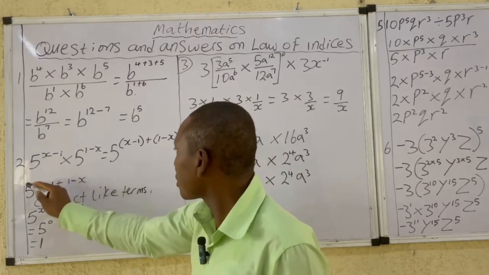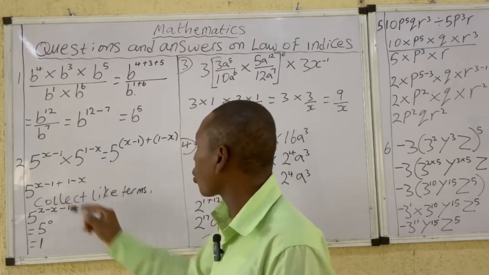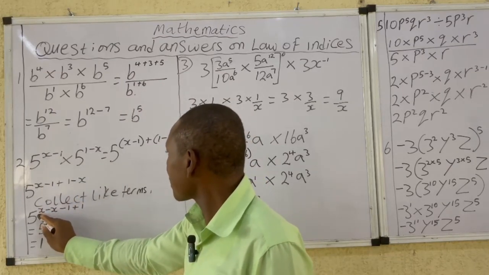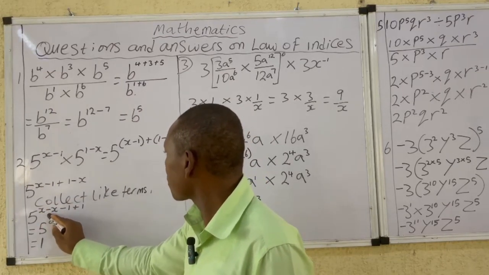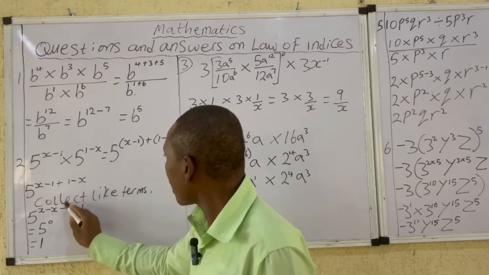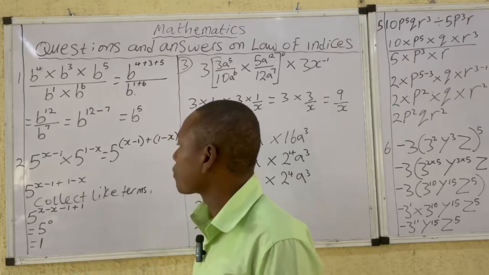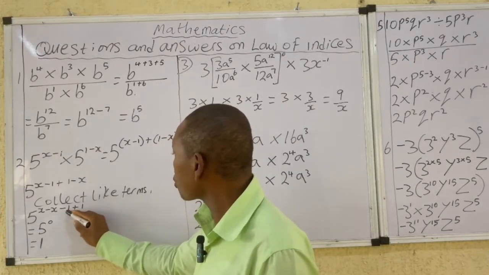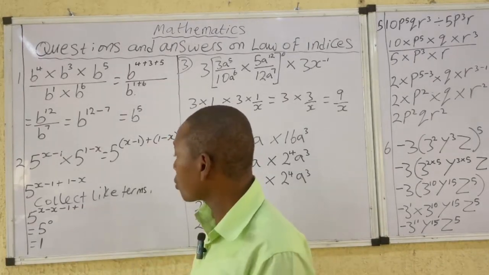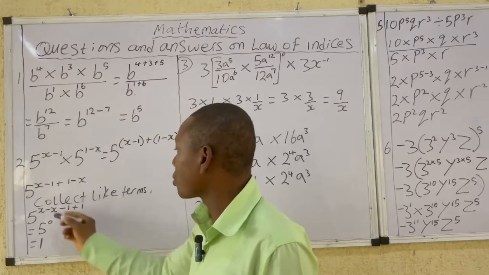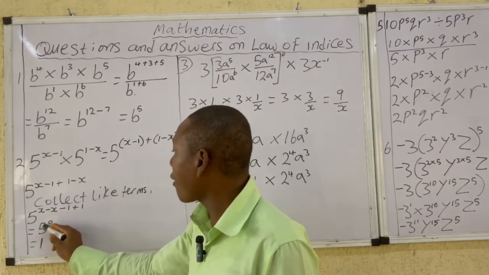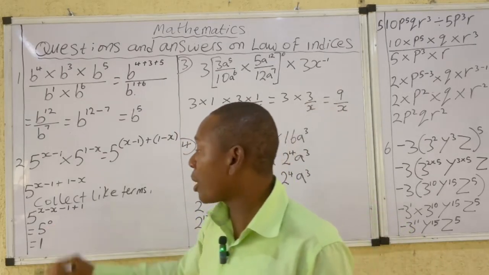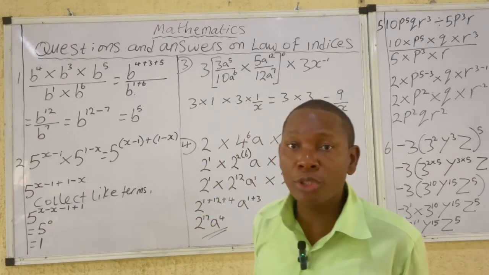In this power, I'll have to collect like terms before I add. So let's collect like terms. We have x here, and I'll take this minus x to this place. Now this minus 1 is here, and I'll now add 1. So x minus x is 0. Minus 1 plus 1, you can use your calculator, is also 0. So we have 0 here and 0 here. 0 plus 0 is 0. So we have 5 raised to the power 0. Remember the law of indices, as I taught in my previous video: anything raised to the power 0 is 1. Even 1 million raised to the power 0 is 1.